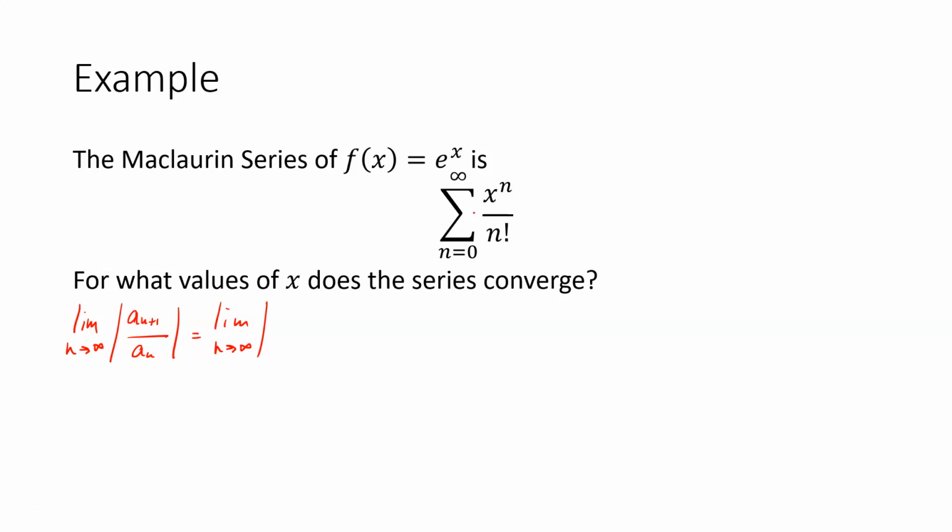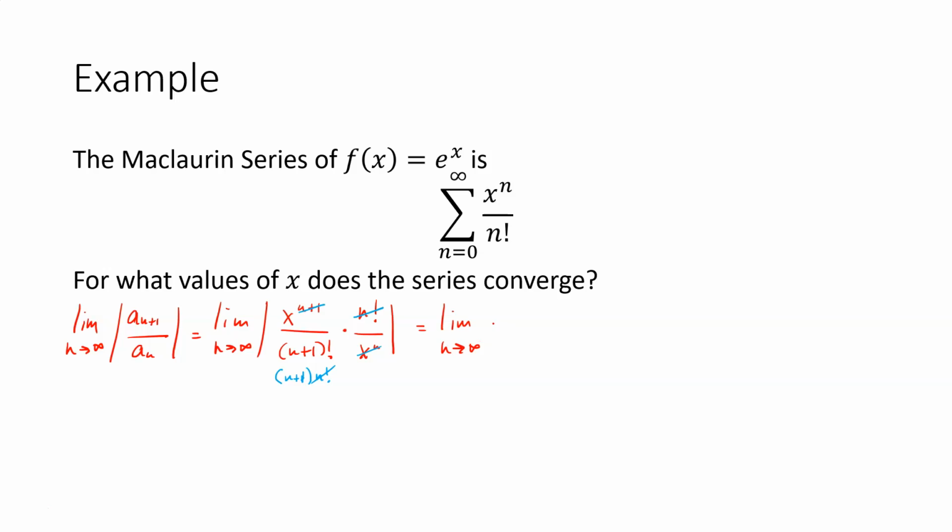So we'll do a n plus 1, which is going to be x to the n plus 1 over n plus 1 factorial. And then the reciprocal of a n, which will be n factorial over x to the n. If I simplify this, I know that, for instance, here the n factorial will divide with the n factorial down here, because this is n plus 1 times n factorial. And then here x to the n divides with x to the n up here, leaving me with just one factor of x left over.